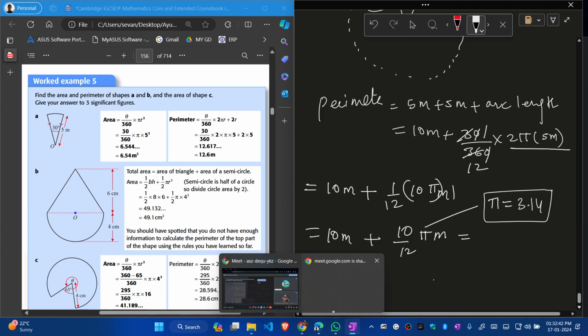If you choose 3.14, then you will get around 12.617 meters.